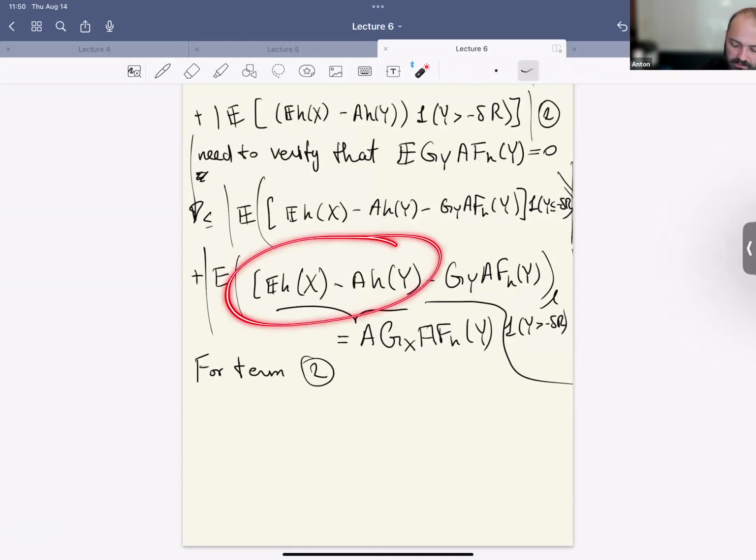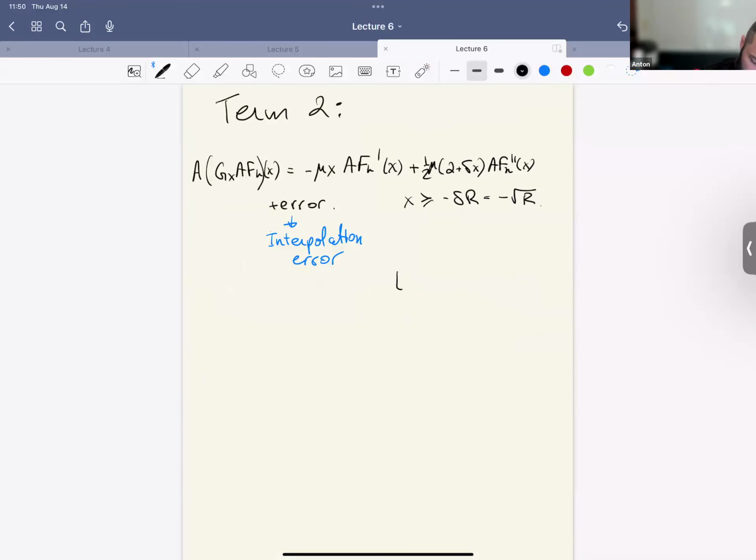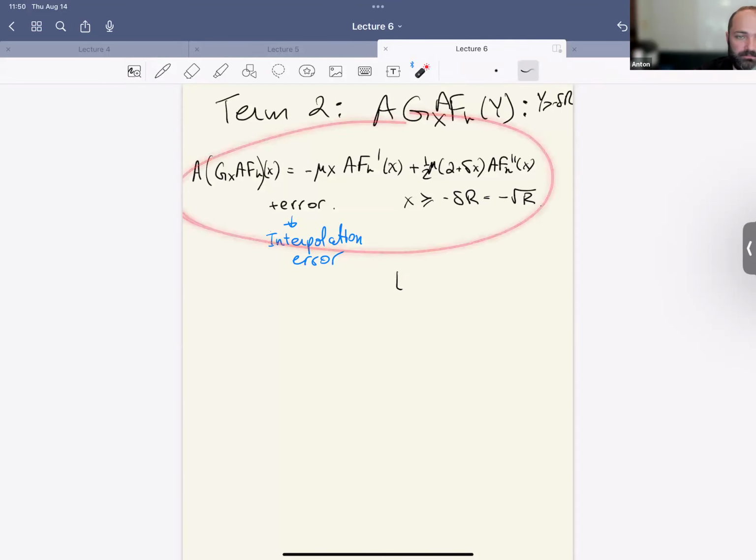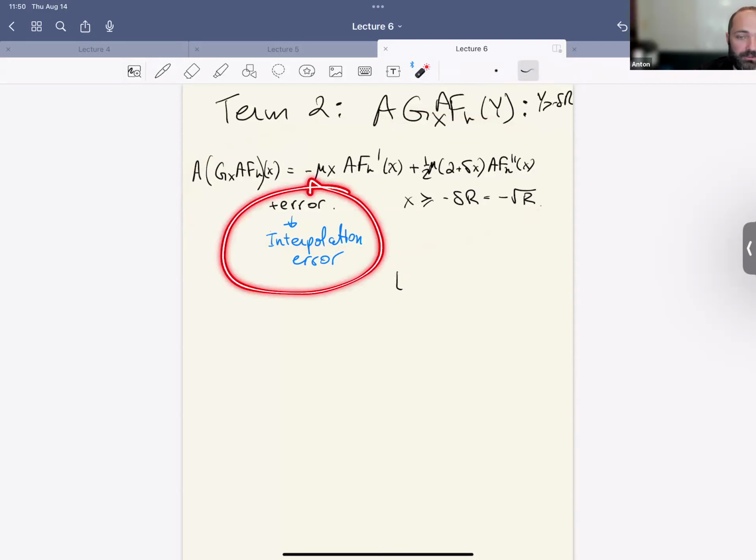Okay, so this is the generator, the interpolated generator of the Markov chain. And we did a Taylor expansion on this. A, G, X, f sub h, y. I'm missing an A. For y bigger than negative delta R, we have the Taylor expansion. And we've already bounded the interpolation error terms. Great. And the high order terms as well.